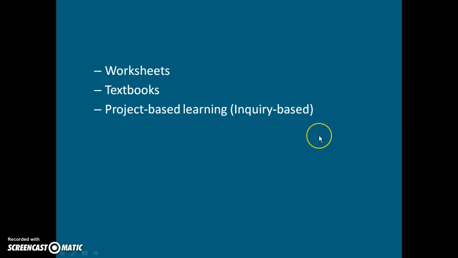There are a couple more: worksheets and textbooks. The last one I want to talk about is project-based learning. Project-based learning is where a student is independently driven to ask a question on his or her own and to answer that question using research, using interviews, using scientific investigation. These are your science projects, your essays, your portfolios that you're going to be having to do.